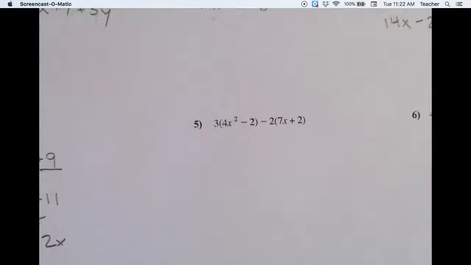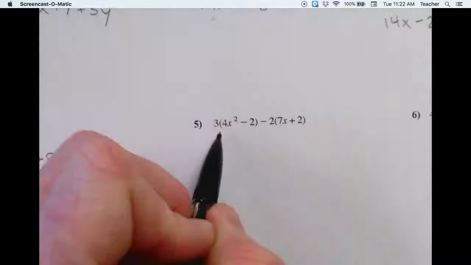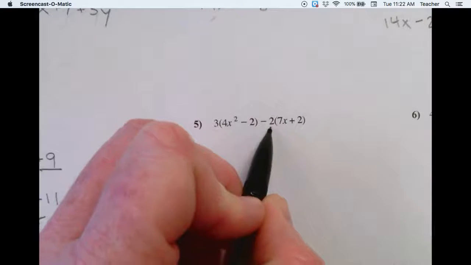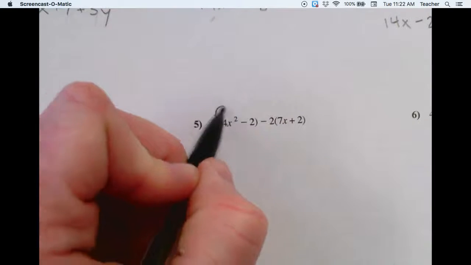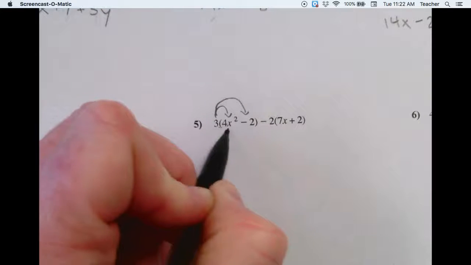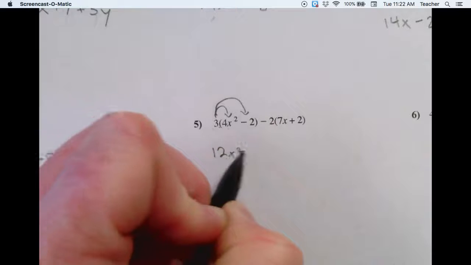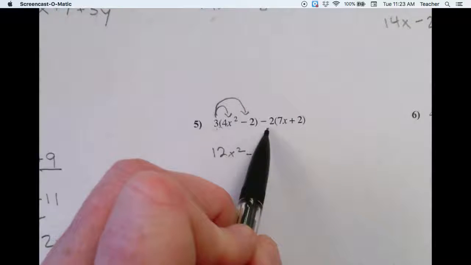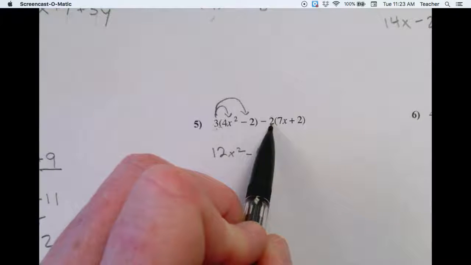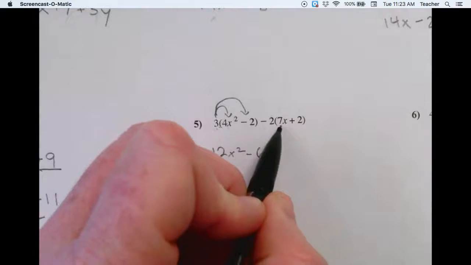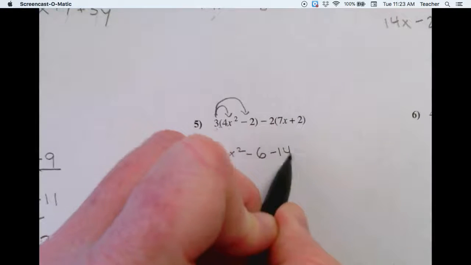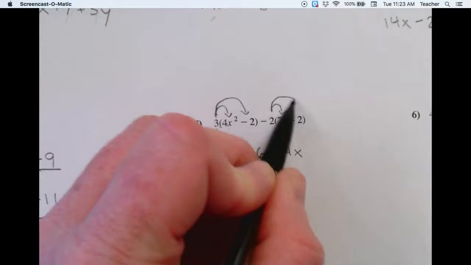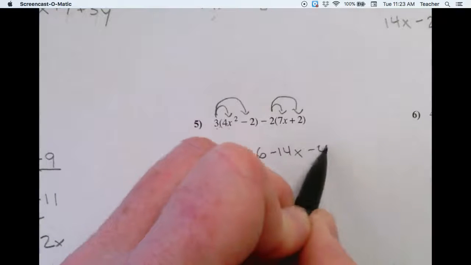Okay, number 5. Ooh, this is ugly. So we have 3 groups of 4x squared minus 2. And we have minus 2 groups of 7x plus 2. So we're going to go ahead and distribute this: 3 groups of 4x squared, 12x squared, 3 groups of negative 2, negative 6. Now here, this negative is attached to this 2. So I'm going to take negative 2 times 7x, which is negative 14x. And then I have negative 2 times a positive 2, which is a negative 4.